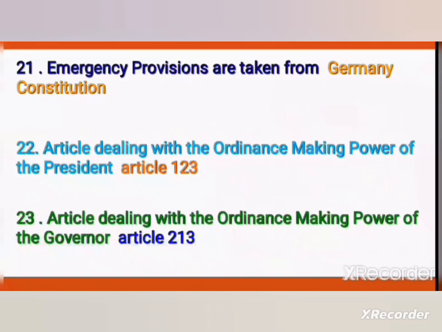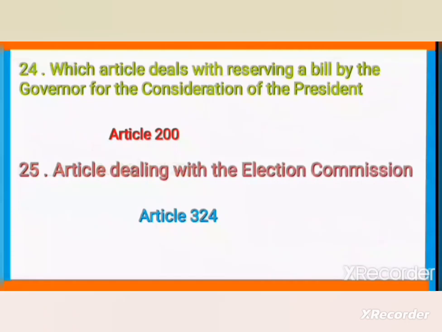Next one, article dealing with the ordinance making power of the President. Article 123. Article dealing with the ordinance making power of the Governor. Article 213. Which article deals with reserving a bill by the Governor for the consideration of the President? Article 200. Next one, article dealing with the Election Commission. Article 324.